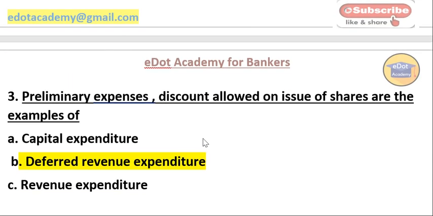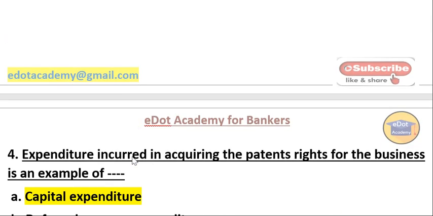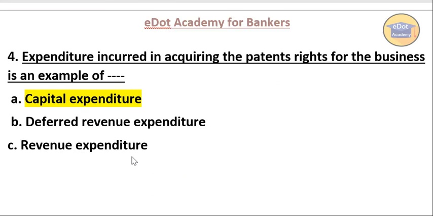Third question. Preliminary expenditure and discount allowed on the issue of shares are examples of revenue expenditure, and the correct name is deferred revenue expenditure, meaning that revenue expenditure will be carried forward to the next year. Whatever you have spent is called deferred revenue expenditure. And moving ahead, number 4, expenditure incurred in acquiring a patent right. Patent right, copyright, goodwill, all these are called intangible assets. So expenditure incurred in acquiring the patent right for the business is an example of capital expenditure.